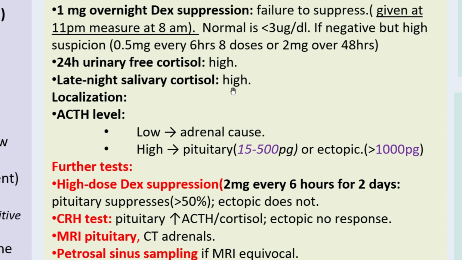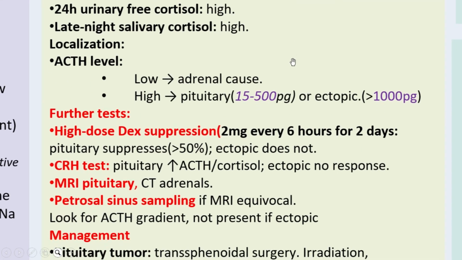Then we can localize now that we have confirmed hypercortisolism. We want to see, is it Cushing's disease? Is it not? So we check the ACTH level. If the ACTH in the blood is low, then you know that this is ACTH independent, so it is an adrenal cause. It's primarily a tumor in the adrenal that is producing. If the ACTH is high, then you find out, is the ACTH coming from the pituitary gland or is it an ectopic source?